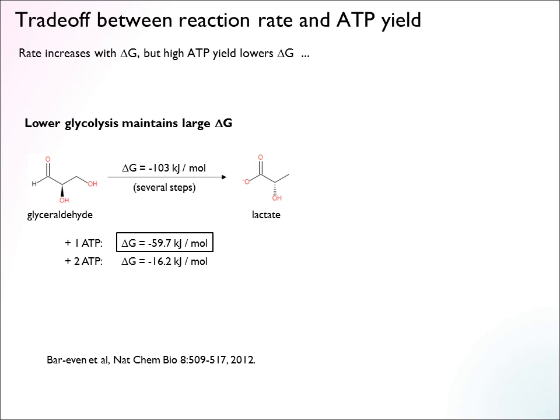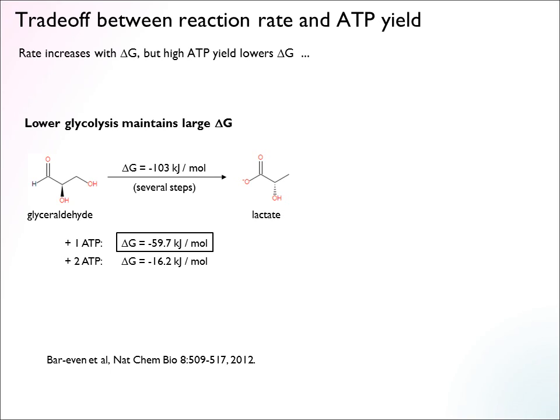But that's not what we see in nature. You see that only 1 ATP has been coupled to lower glycolysis in the end. So there's a large delta G that is remaining. And why is that? Well, we should remember this delta G is actually spread out over several reactions, so each reaction is not this favorable. But there is in the end a fairly large amount of delta G left.